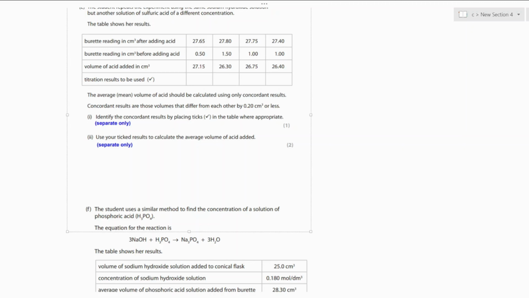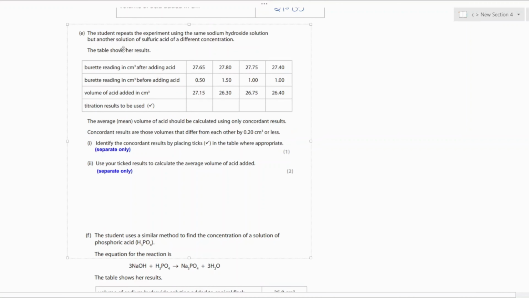Okay, wait. Let me write it. The student repeated the experiment using the same sodium hydroxide solution and another solution of sodium. Okay, and you have to put a tick. The average mean value should be calculated using only the concordant readings. Okay, and concordant readings are those volumes that differ from each other by only 0.20.